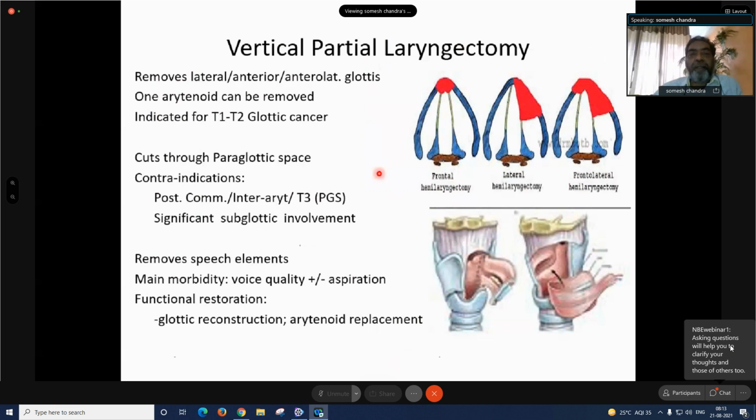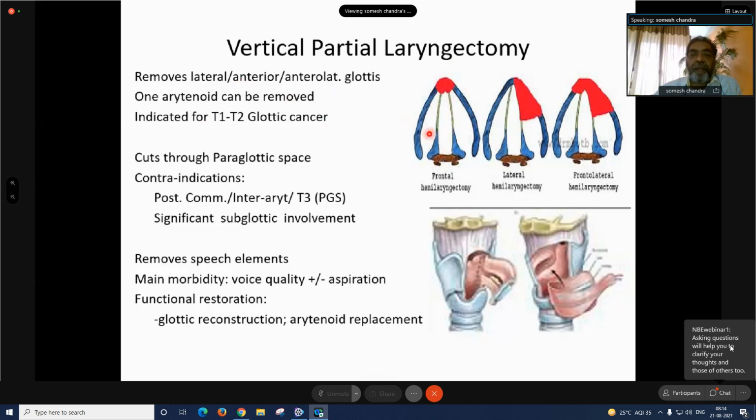Vertical partial laryngectomy is vertical because the two sides of the glottis are derived from independent sides. So we can cut vertically on one side and preserve the other side. They remove the anterolateral glottis. One arytenoid can be removed. Indications are for T1 and T2 glottic cancer.